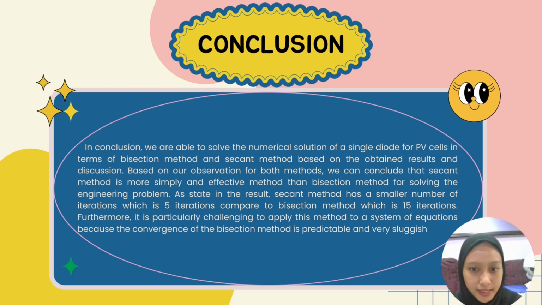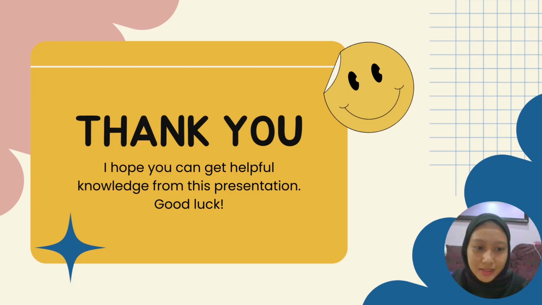In the result, the secant method has a smaller number of iterations, which is 5 iterations, compared to the bisection method, which is 15 iterations. Furthermore, it is particularly challenging to apply the bisection method to a system of equations because its convergence is predictable and very sluggish. That's all from us. Thank you.